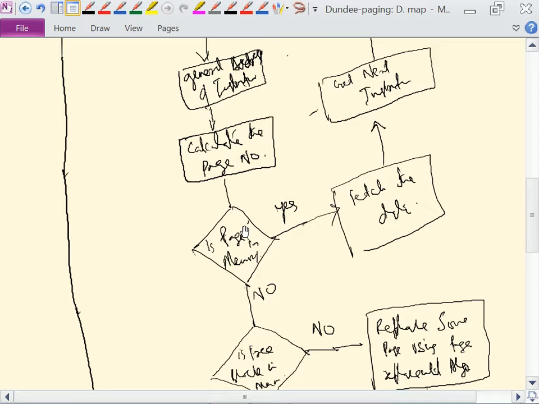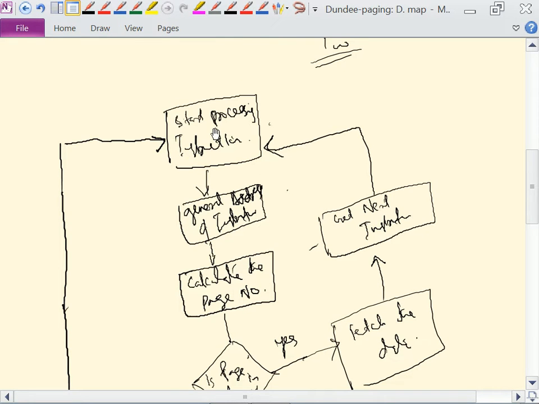Answer my questions, what I am asking. Then what? Yes. What does it mean yes? Fetch the data. If the page is in memory, you have to fetch the data, because the page is already in memory. So it must be in the working set, as I said. From the working set model, if it is in the working set, that means it must be in RAM. So you don't have to get it from the disk. You fetch the data, get the next instruction, and start the process again.